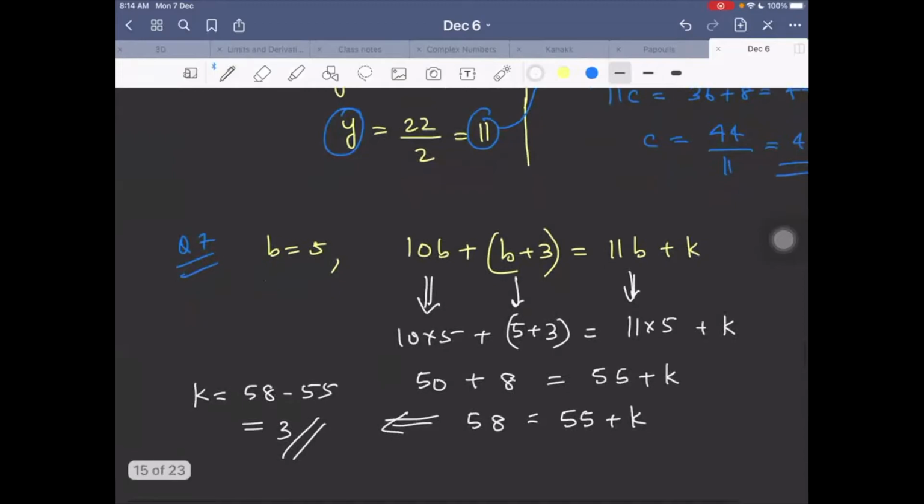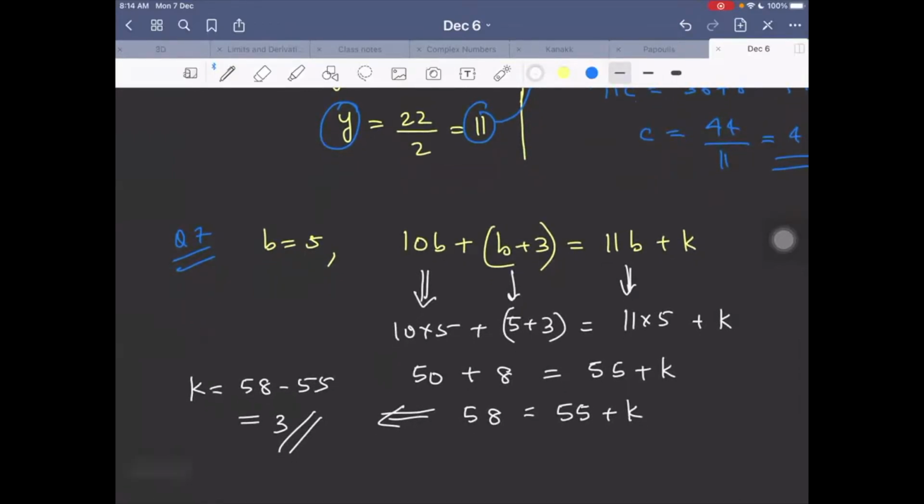See, if you observe carefully, on the RHS we have 11B. On the LHS, we have 10B plus B, so that is essentially 11B itself. And that is going to go away. So 11 times B and 11 times B are going to get cancelled. So just by looking at the question, just by observing, you have the answer. 3 has to be equal to k, or k has to be equal to 3.